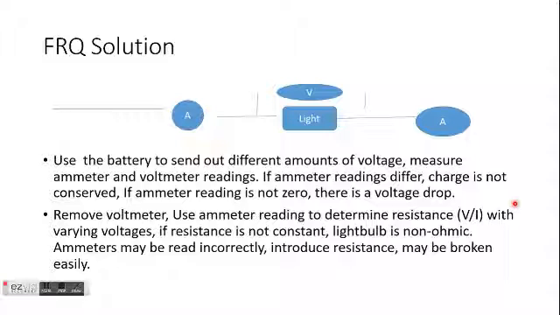And then the sources of error would be the ammeters can be read incorrectly. We don't have ideal ammeters, so they do introduce some resistance. It may be broken. They're broken easily. And if you have a broken ammeter, you might not know that it's broken, and so that introduces a source of error.